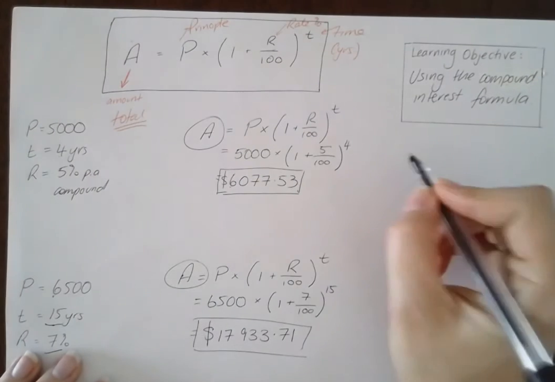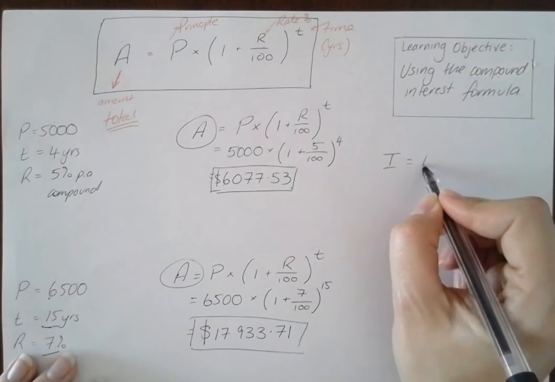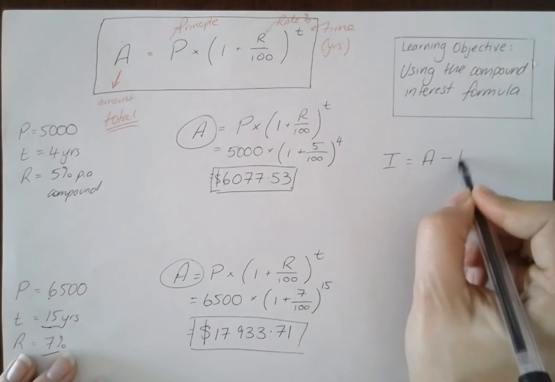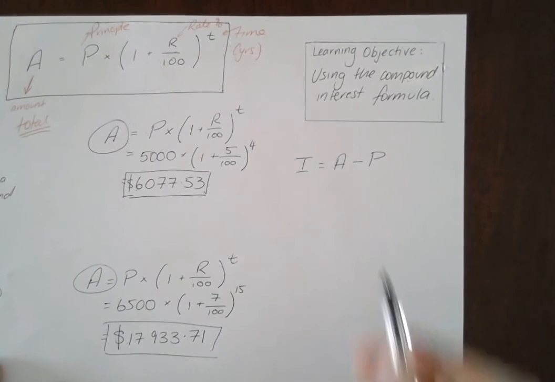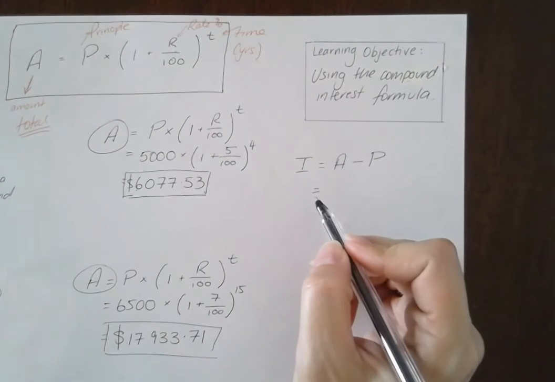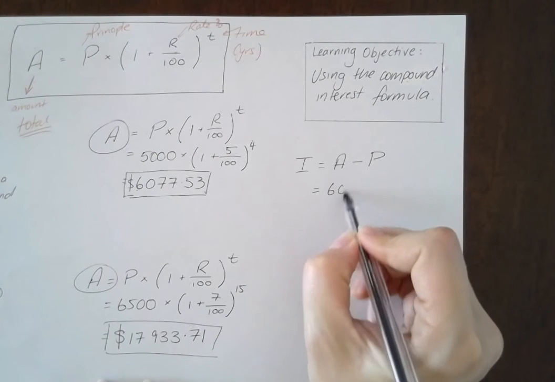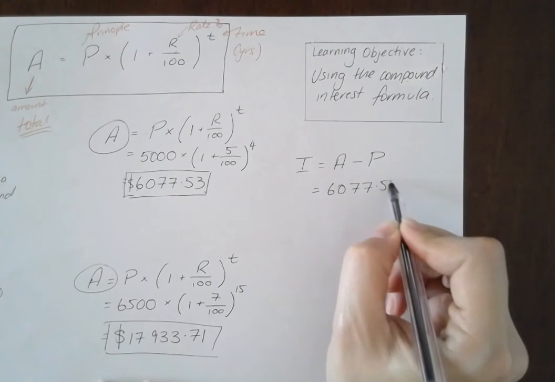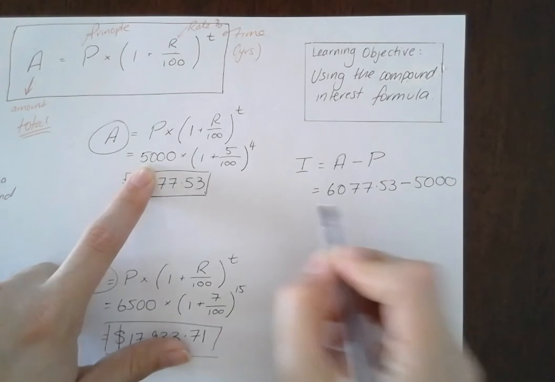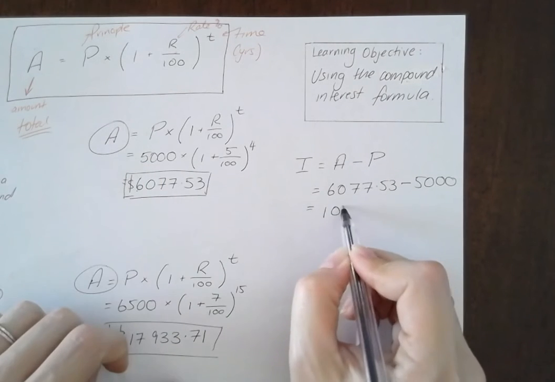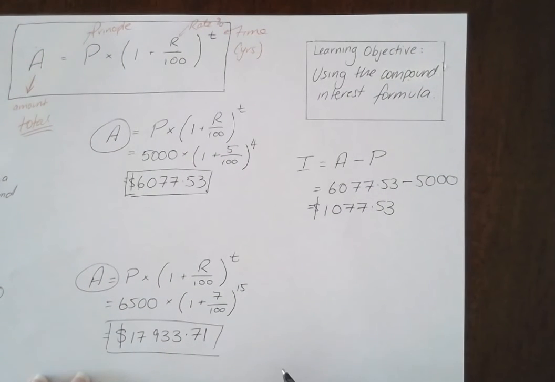So let's actually find that, because in this case, interest will be our total, or our A value, take away the amount we started with. So in this case, it's going to be 6077.53, take away our initial value, which was 5,000, and that's going to give us $1,077.53. Remember, these are all dollar values.